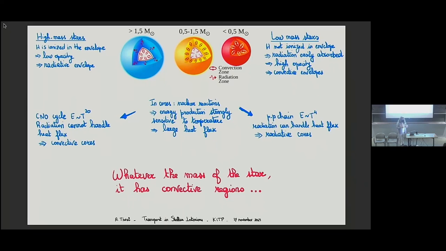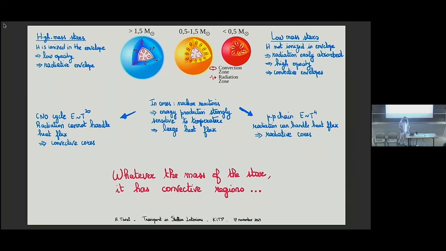In the cores, you have energy production through nuclear burning. If the burning happens through the PP chain, which is what happens in low mass stars, the energy is not very dependent on temperature, and so the radiation can handle the heat flux.